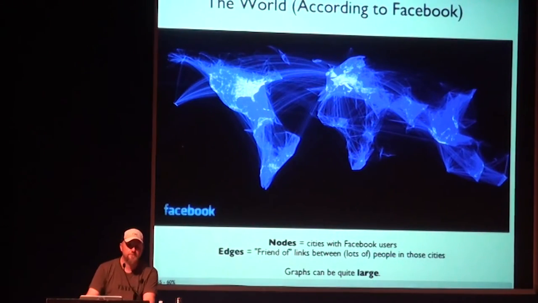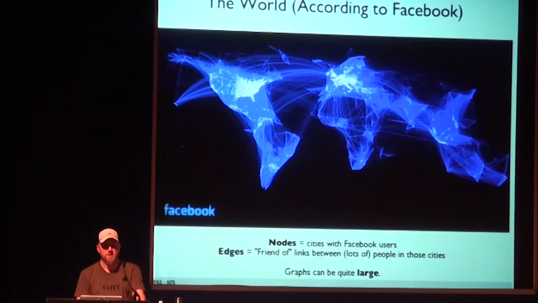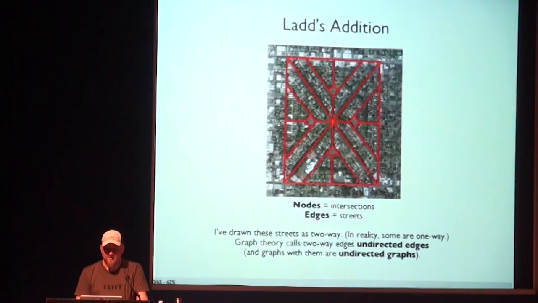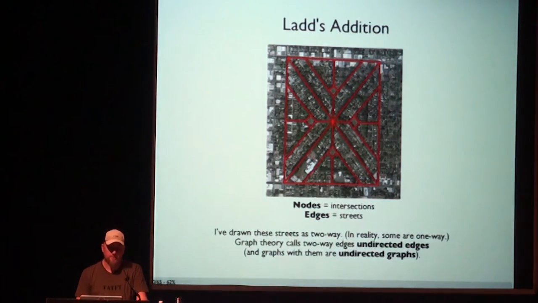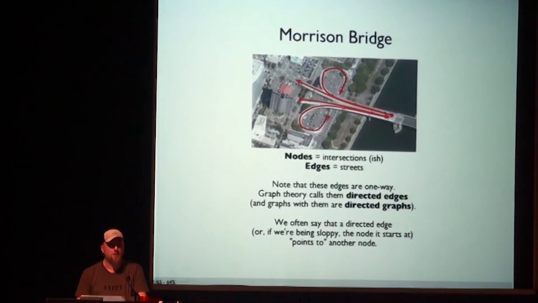This is an example of a fairly large graph. This was Facebook doing some connections between cities, and they colored the links between them more brightly if there were more pairs of people in those cities that had friendships with each other. I also like this one because it shows where in the world is on Facebook and where it isn't. Again, my neighborhood, not much to say about that.